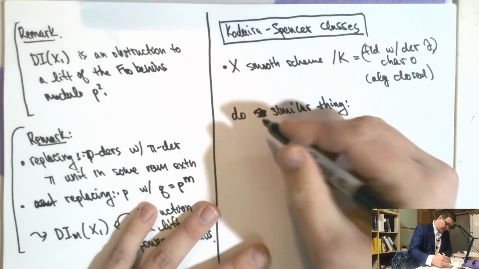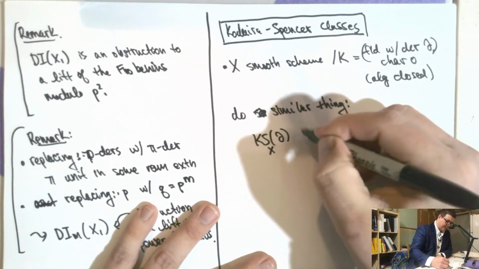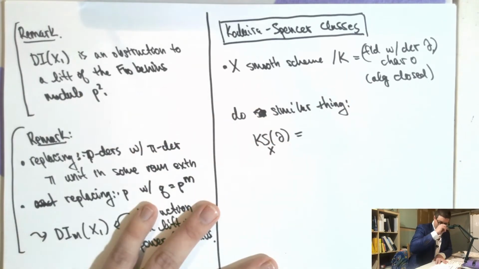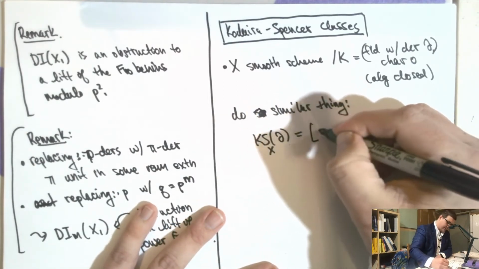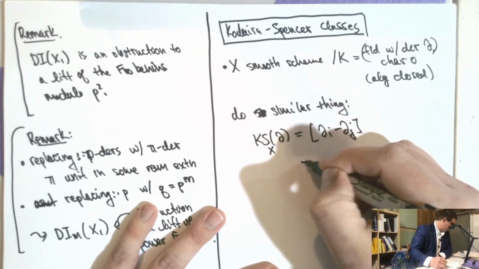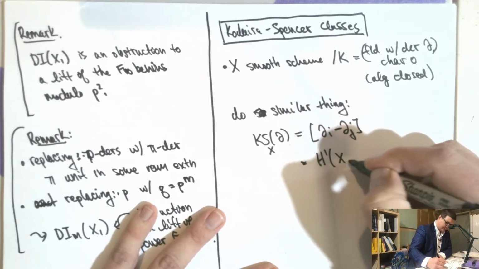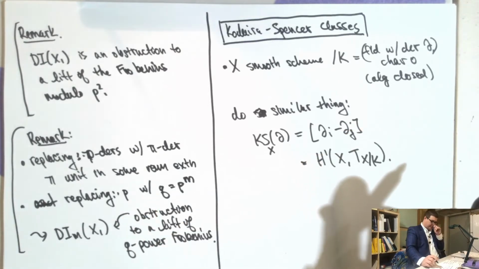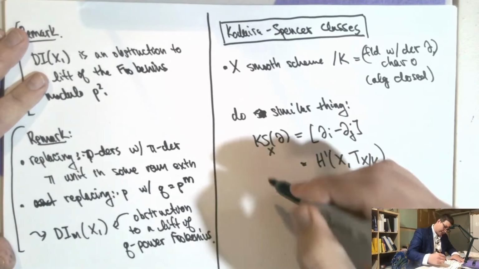So you'll get the Kodaira-Spencer class associated to X, which is equal to the difference between lifts of the derivations on open sets. And this is in H1 of X, T of X over K. So this is the Kodaira-Spencer class.